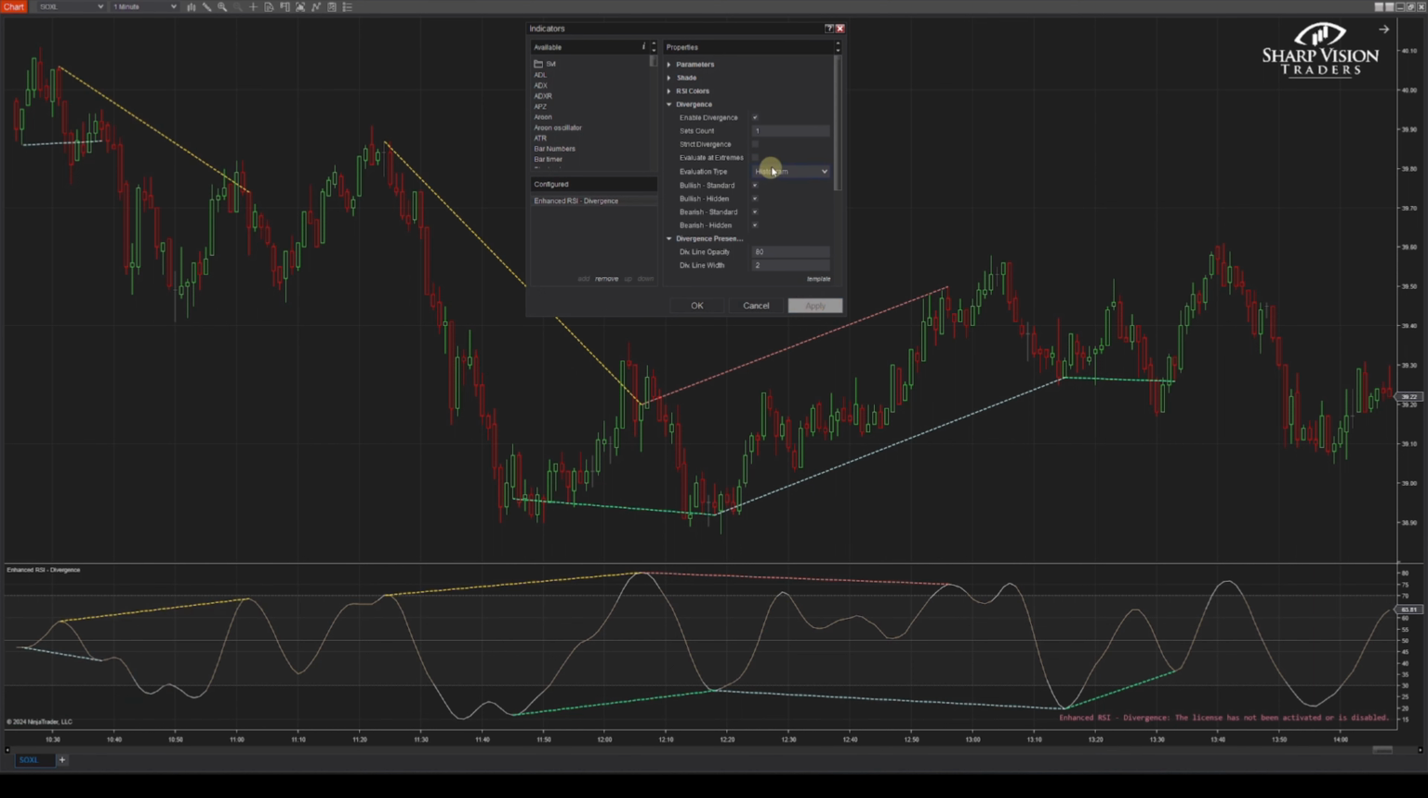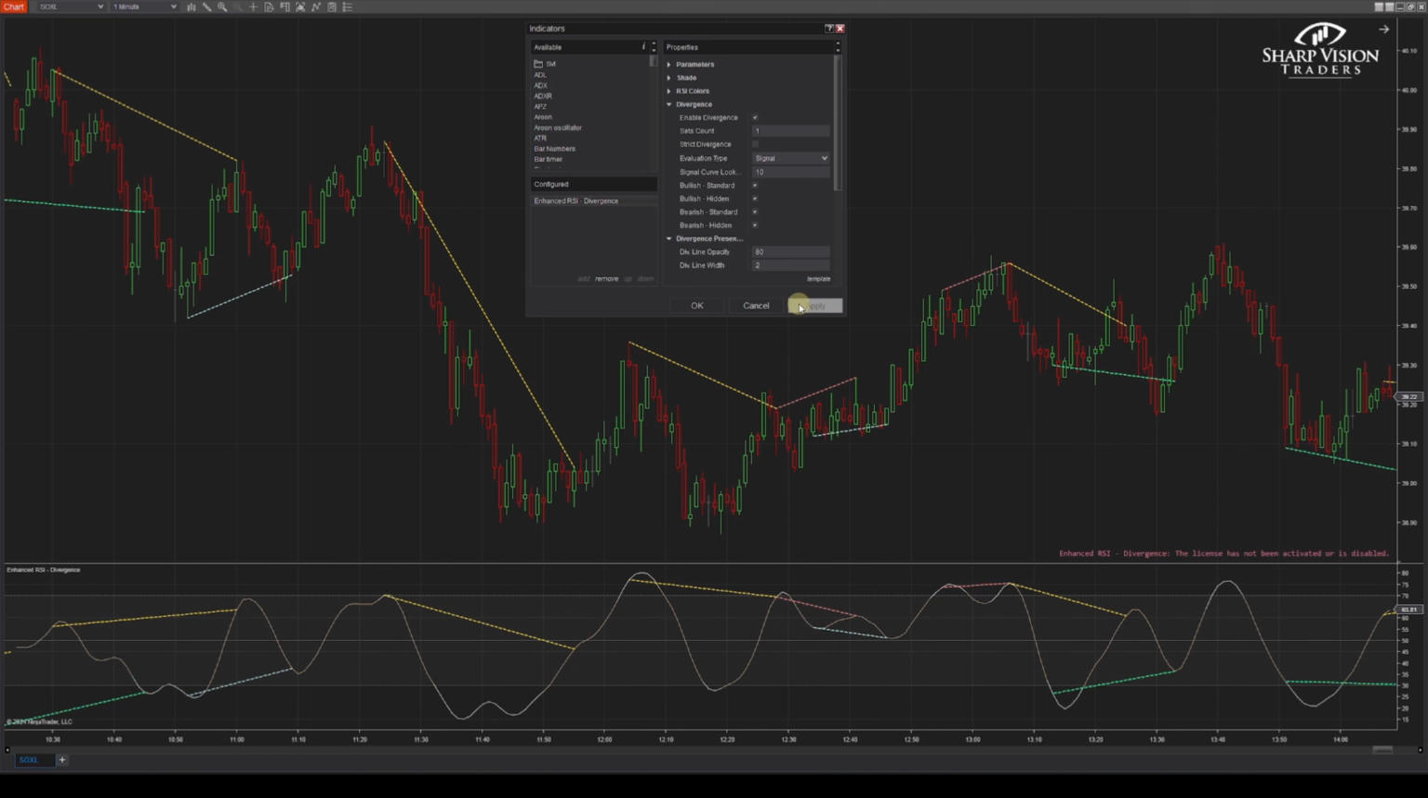Let's also go ahead and change the evaluation type to signal, as described previously. What this will do is produce a signal curve and generate an internal histogram from the differential of the main and signal curves. And as mentioned previously, choosing the curve method will require the user to enter a look-back period for the signal curve. We will pause for a little for now. Please review the demonstration of options available for the user.